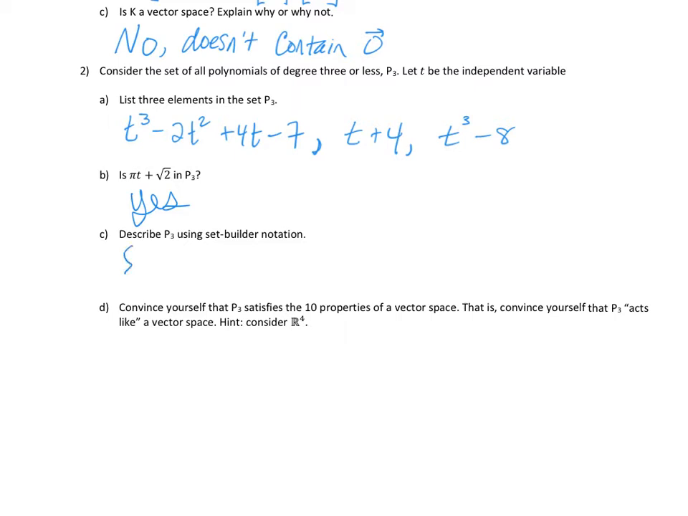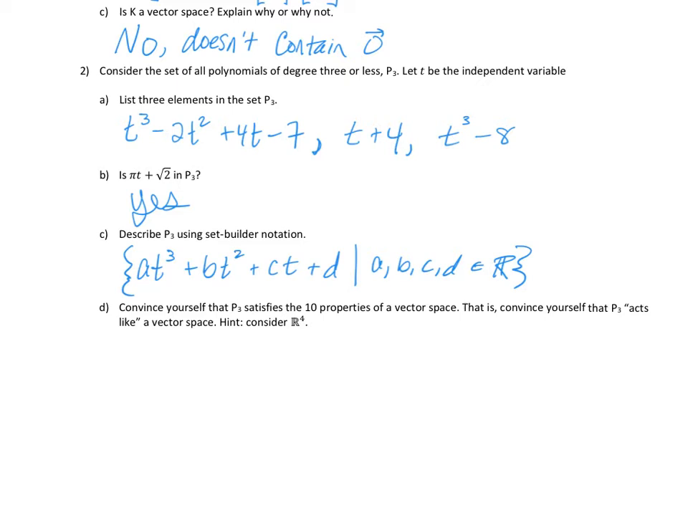Describe P3 using set builder notation. It's the set of all things where the elements all look like degree 3 polynomials or lower. We just don't know the coefficients. So it's going to be A t cubed plus B t squared plus C t plus D, such that A, B, C, and D are elements of the real numbers.